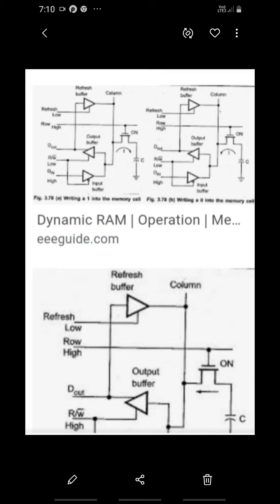To write a 0 into the cell, a low is applied to the input line. The capacitor remains uncharged, or if it is storing a 1, it is discharged, as indicated in the above PPT. When the row line is made low, the transistor turns off and disconnects the capacitor from the data line, therefore storing the charge, either 0 or 1, on the capacitor.